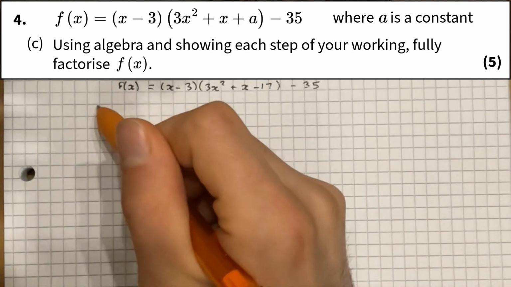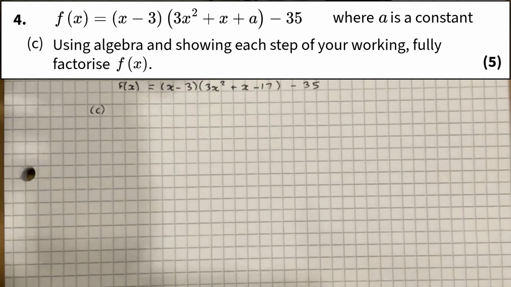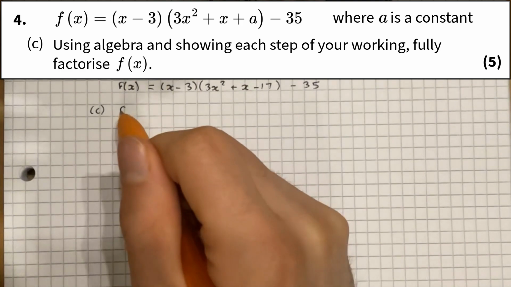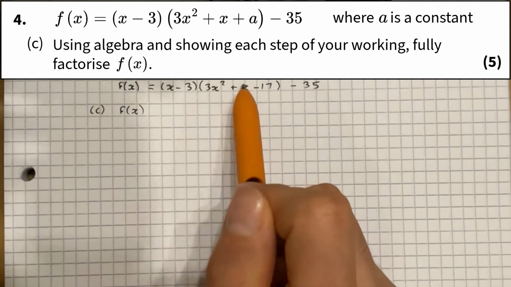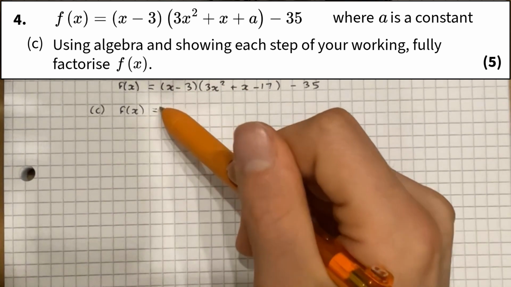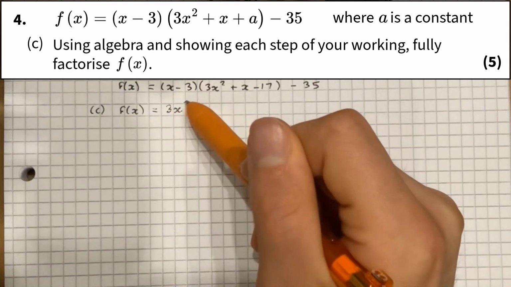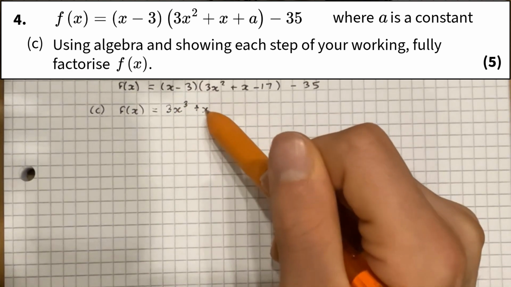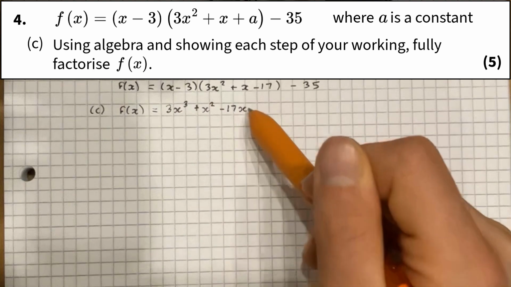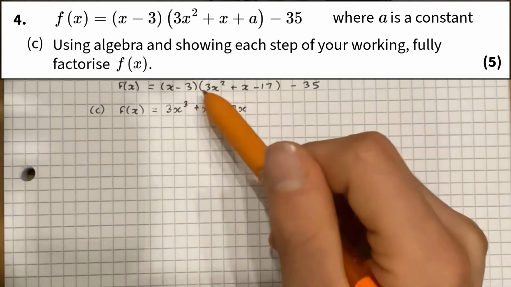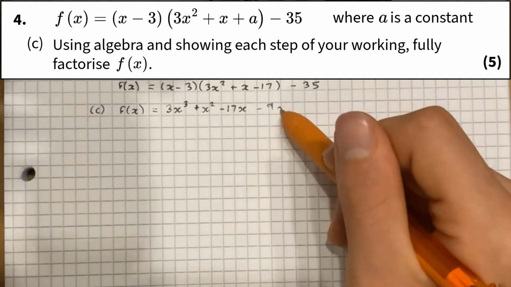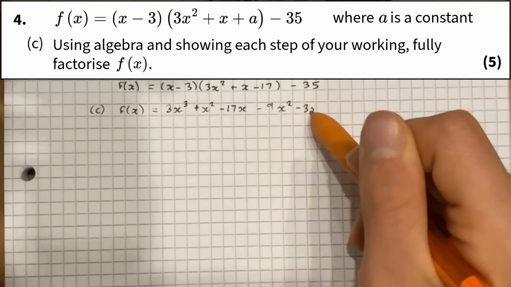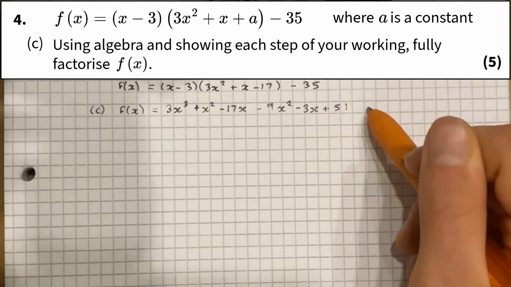And finally, part C, the 5-marker, the long one, we're going to use algebra to find the full factorization of f of x. So before we can even factorize it, we're going to need to expand it. What I'm going to do is I'm going to expand x times by every term in the right-hand side bracket, and then I'm going to times -3 by every term in that bracket. And then don't forget the minus 35 on the end.